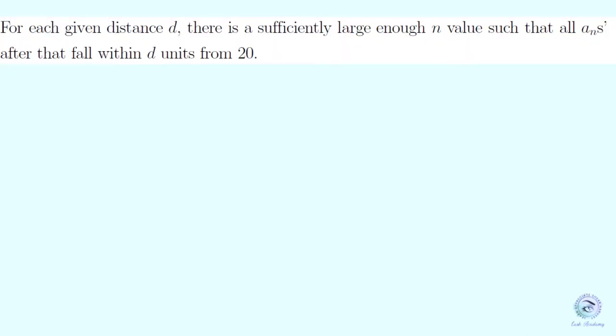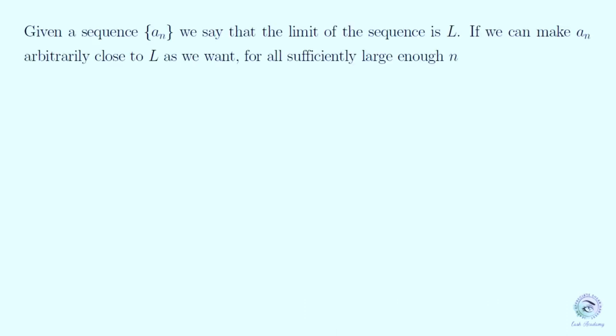Therefore, we can postulate that for each given distance d, there is a sufficiently large enough n value such that all a_n after that fall within d units from 20. This argument supports the claim. For the sequence given by a_n, we can make a_n arbitrarily close to 20 as we want for all sufficiently large n. And therefore, according to the new notion, it's reasonable to believe that the limit of a_n is equal to 20.